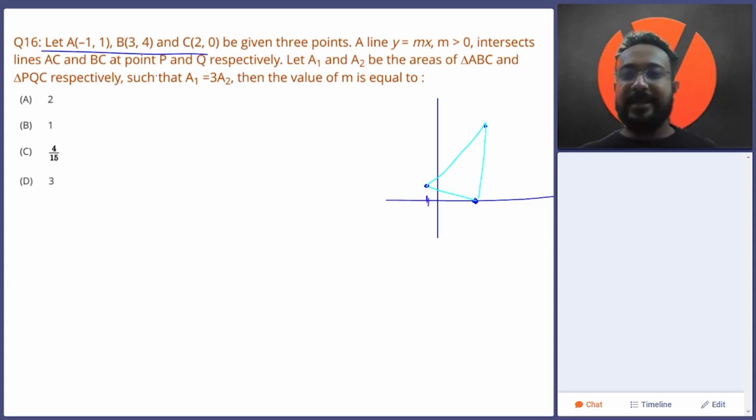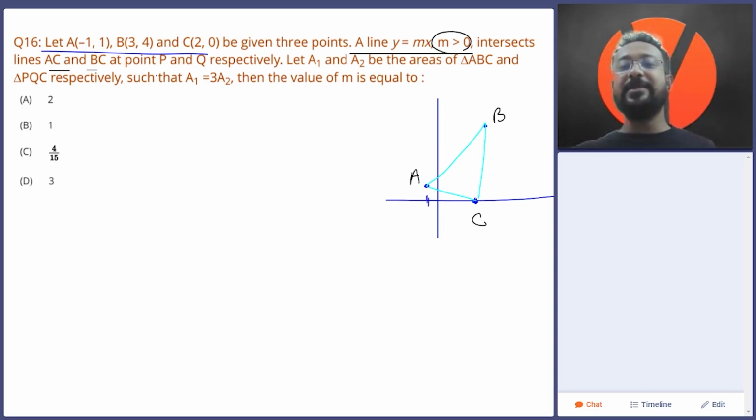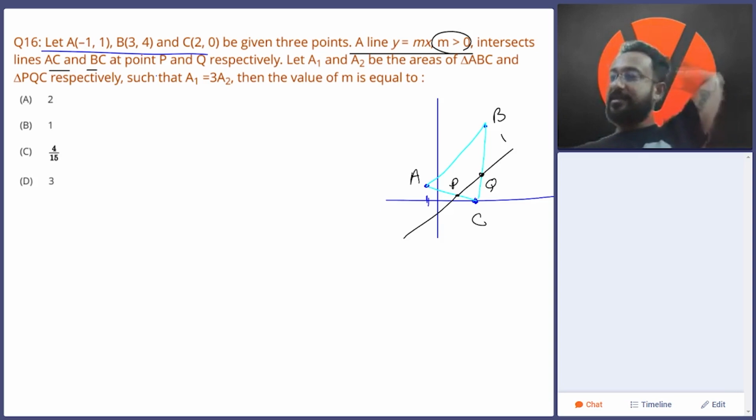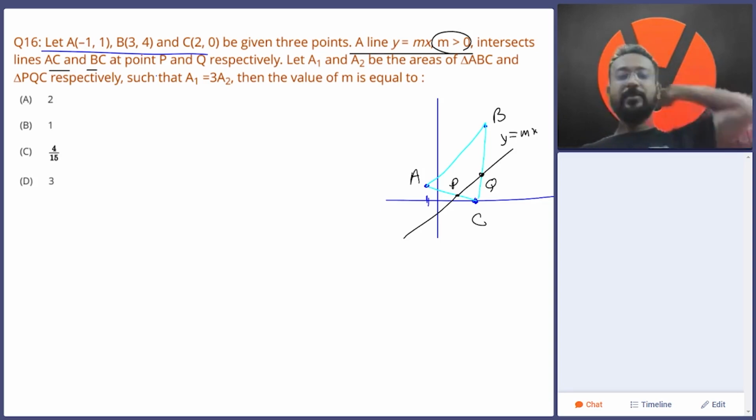Okay, they're saying a line y equal to mx, where m is positive, intersects lines AC and BC at points P and Q. What is C? This is C. This is B, I think. Yes, and this is A. They're saying AC and BC at points P and Q. So something like this. This is P. This is Q. Okay, this is the line y equal to mx. Fine. Okay, then what? They're saying let A1 and A2 be the areas of triangle ABC and triangle PQC.